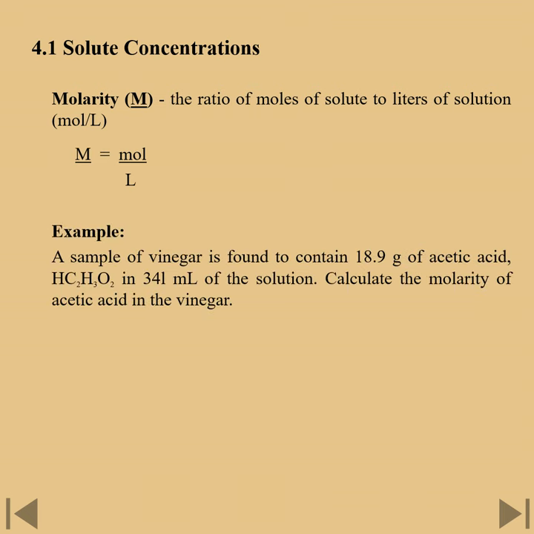So as an example, if we have a sample of vinegar, which is found to contain 18.9 grams of acetic acid, that's essentially the active ingredient in vinegar, which you smell when you smell vinegar, and 341 milliliters of the vinegar, calculate the molarity of the acetic acid in the vinegar.